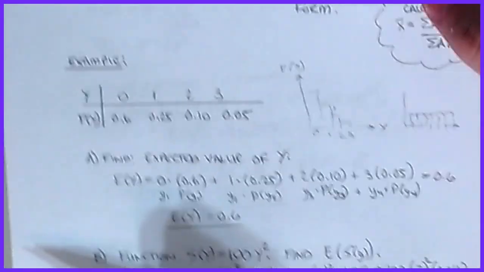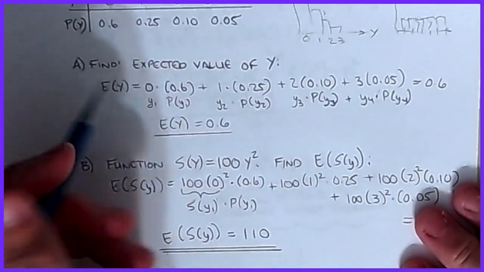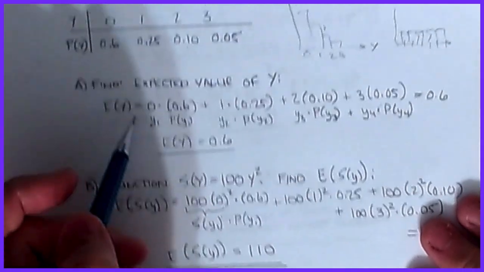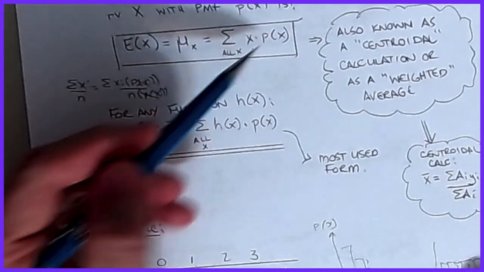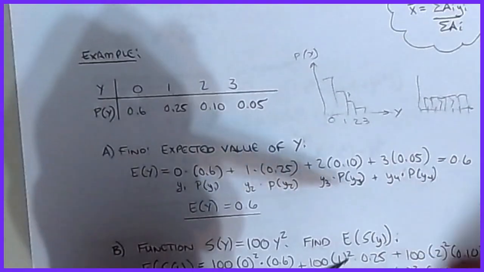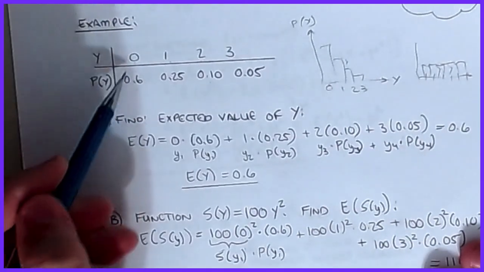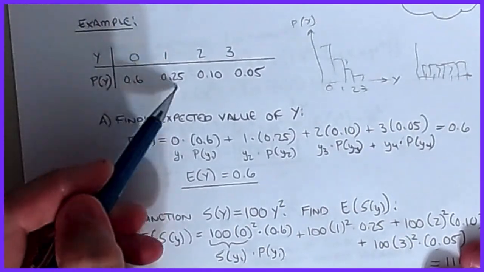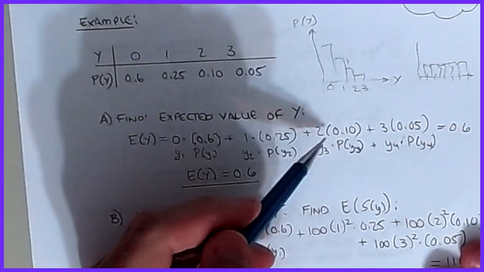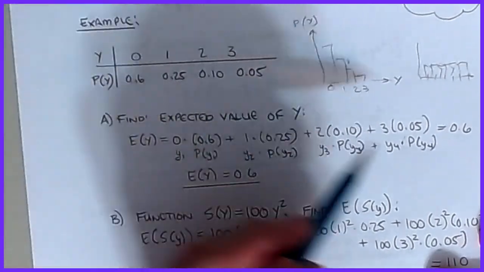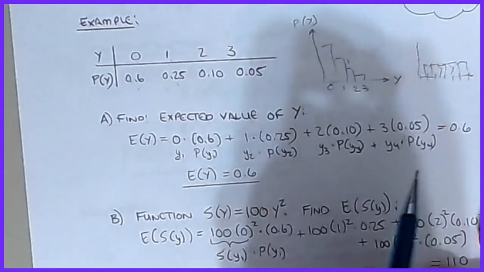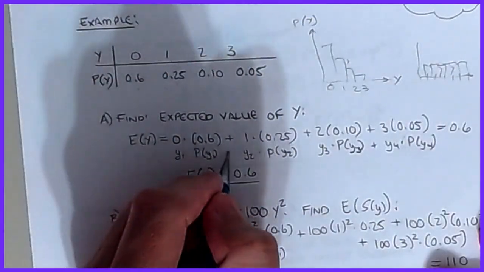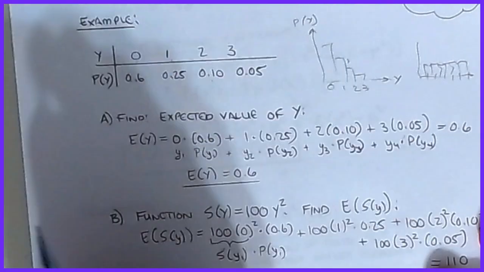All right, back on track here. To find the expected value of y, the formula says you take the variable multiplied by its corresponding probability, and you do that for every value of the variable. So all I'm doing is 0 times 0.6, that's the first term, 1 times 0.25, that's the second, 2 times 0.1, third, 3 times 0.05, which is the fourth term, and then I add it all together and mathematically get 0.6. That's all we did, and you can see I wrote out the expression down below of what we were looking at.